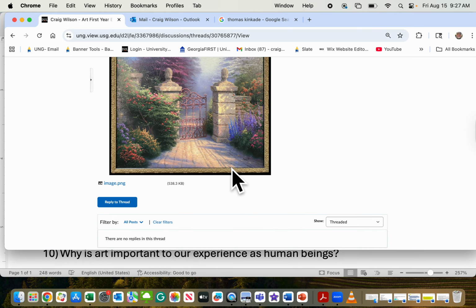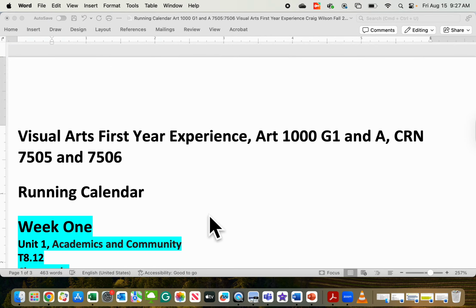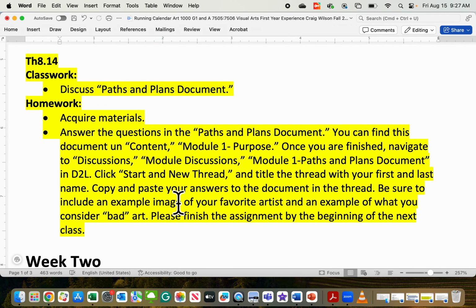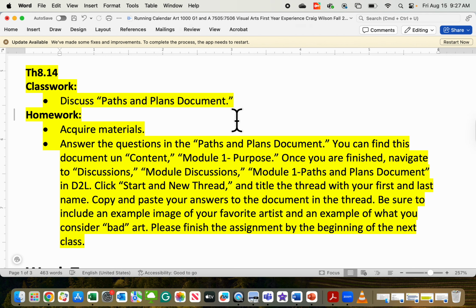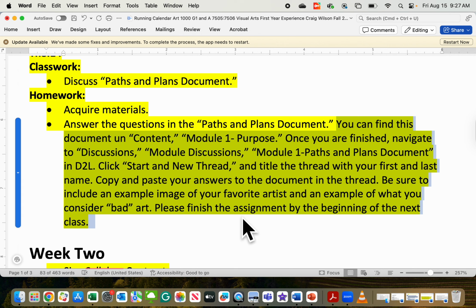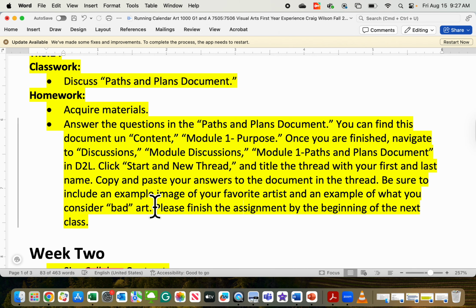So that's your homework. I'm going to pull up the running calendar real quick. I'm going to send you this document. We discussed the paths and plans. We acquired the material and we answer those questions in the paths and plans document. And then this tells you the steps to get that finished and uploaded in the proper place. And of course, this is to be done by the beginning of the next class.